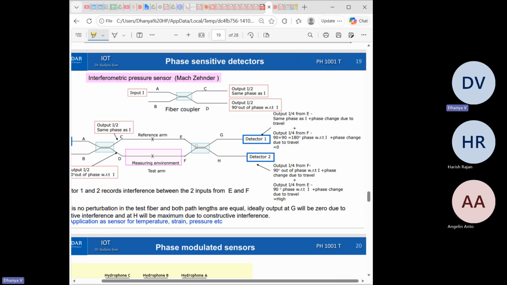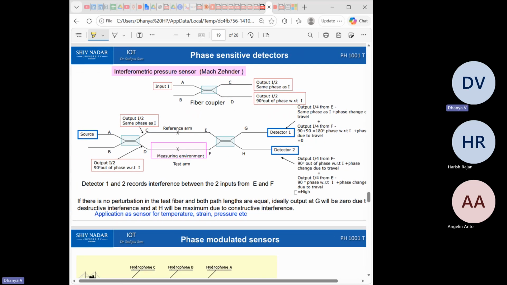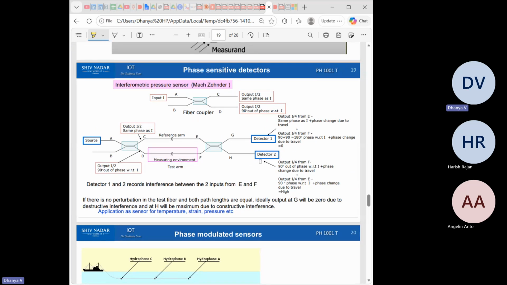And then from F, it is coming to H. This part is already 90 degrees out of phase, and then there is phase change due to travel. Then E to H is 90 degrees with respect to I, plus phase change due to travel. So there are just four combinations over here. However it goes, every time the intensity is divided by 2, and the phase difference depends on which path it is traveling.